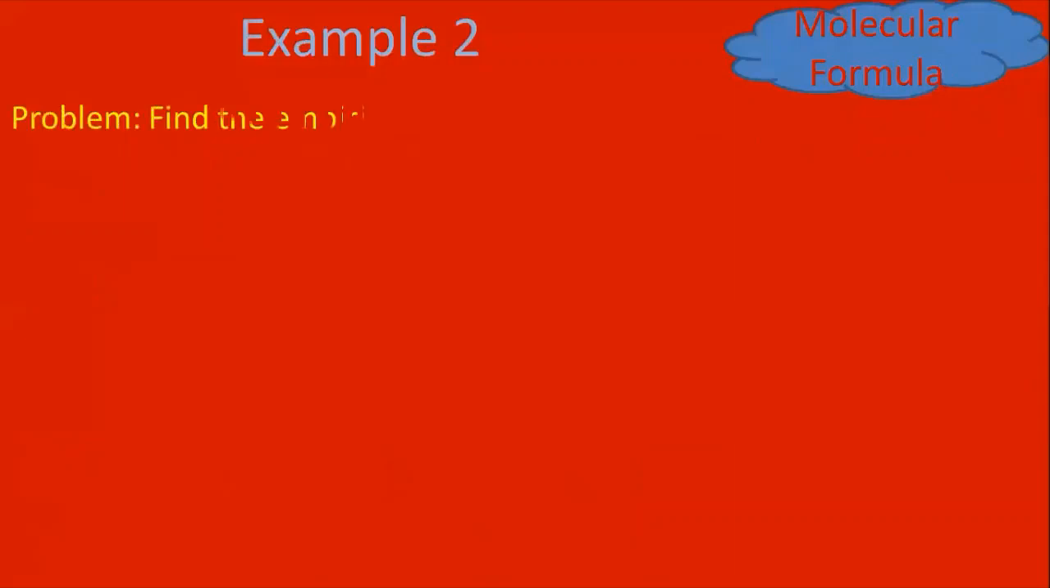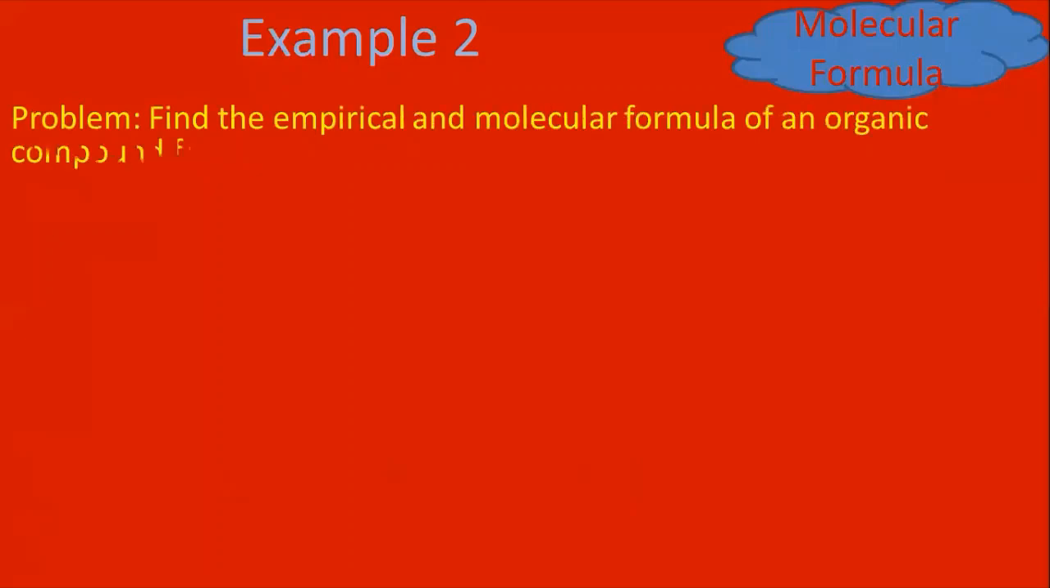Now the second example. The problem given is: find the empirical and molecular formula of an organic compound from the data given below.